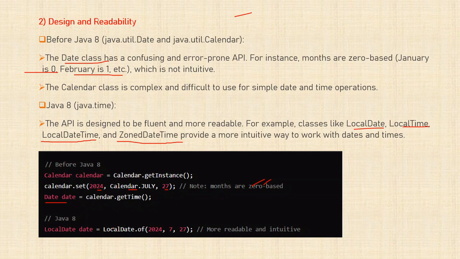And in Java 8, how can you achieve this? LocalDate equals LocalDate.of, for example 2024, 7 and 27, which is more readable and intuitive. So with the help of LocalDate you can get the date in Java 8, whereas before Java 8 we had to do it the other way.